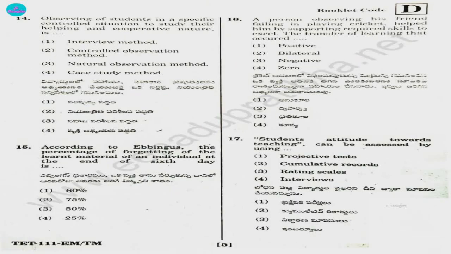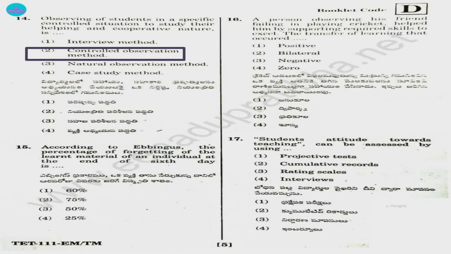Now, question number 14. Observing of students in a specific control situations to study their helping and cooperative nature is. Option 1 interview method, 2 controlled observation method, 3 natural observation method, 4 case study method. The answer is option 2 controlled observation method, because specific control situation is taken. So that's why it is controlled observation method.